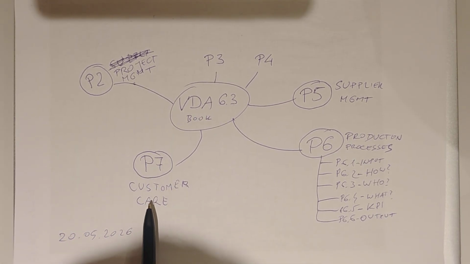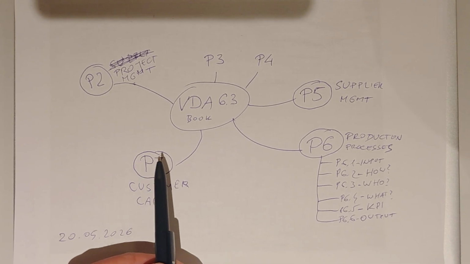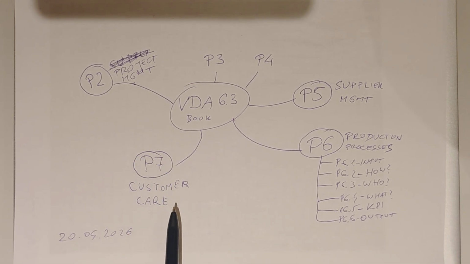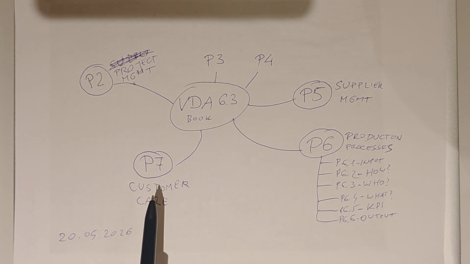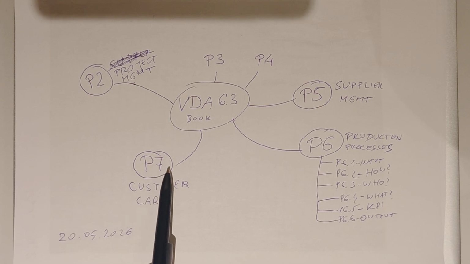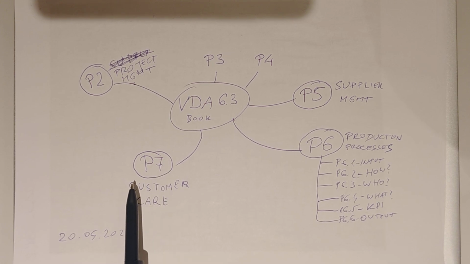So for customer care, there are several questions you can ask to be sure that your supplier is able to work with you as a client in an efficient and good way, for many years as well. So this is the general overview of the chapters of the VDA 6.3 book.